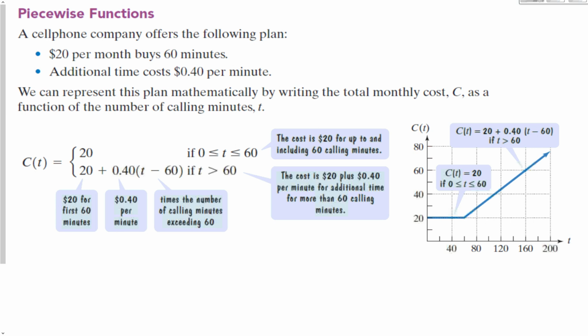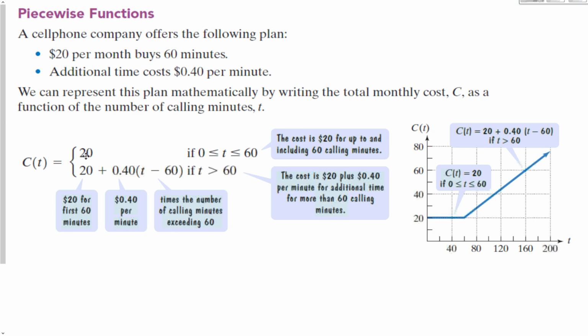A piecewise function is when you have two or more parts to a specific function. So let's look at this function right here. A cell phone company is offering you the following plan. $20 a month buys you 60 minutes. Additional time costs 40 cents per minute. We can represent this plan mathematically by writing the total monthly cost C as a function of the number of calling minutes T, C of T.